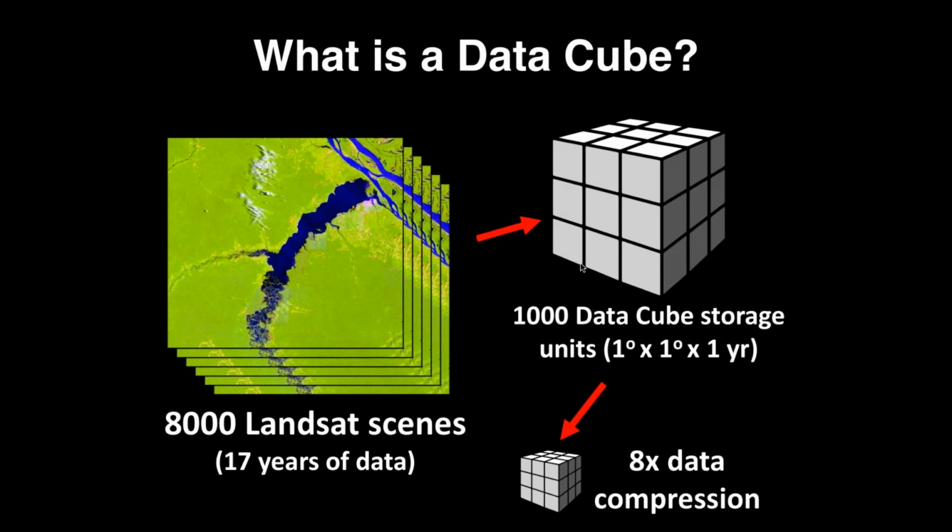So let's talk about what this thing is that we call a data cube. So imagine if we take 8,000 scenes, which is 17 years worth of data, and we pull all of this together. We can take those little building blocks out of those scenes, which are called pixels. We can stack them together like you see there in the top right corner, and we call that a data cube. And we then put this in little storage blocks like 1 degree by 1 degree by 1 year. That's fairly arbitrary. And then we compress that data down, and then we create what's called a cube. So instead of dealing with the scenes on the left, we now have all the pixels stacked nicely in this thing we call a data cube.